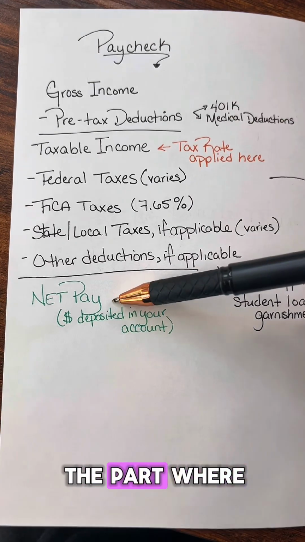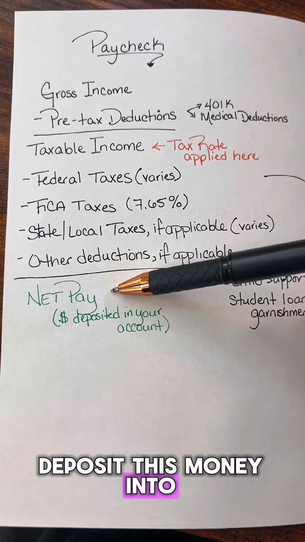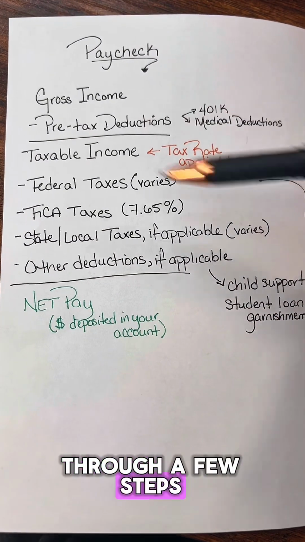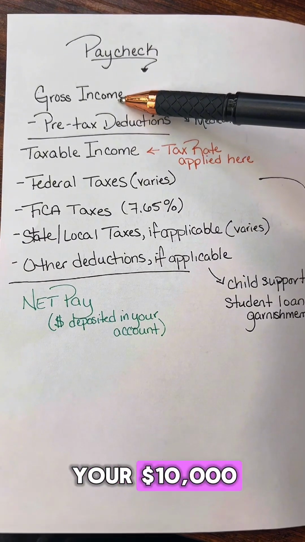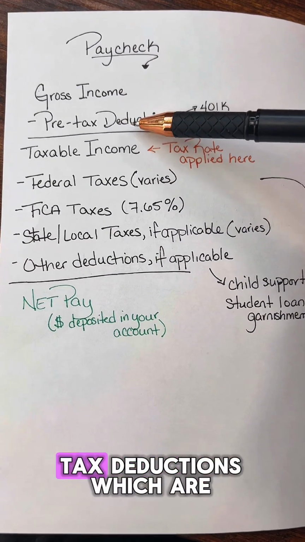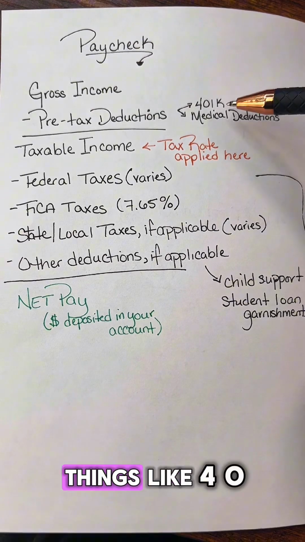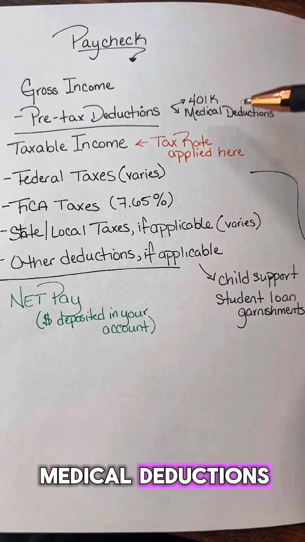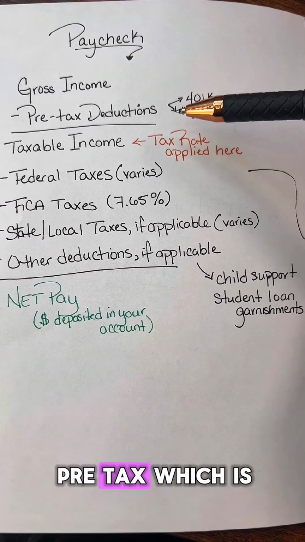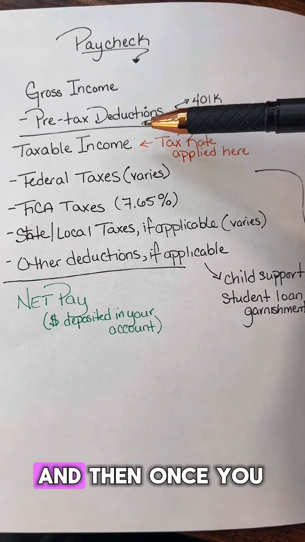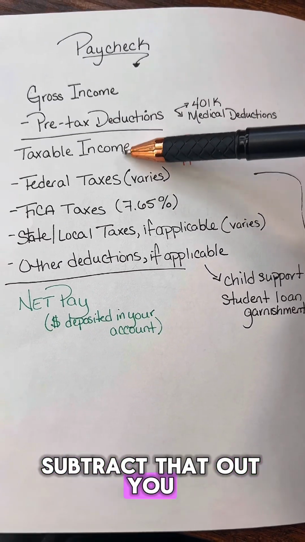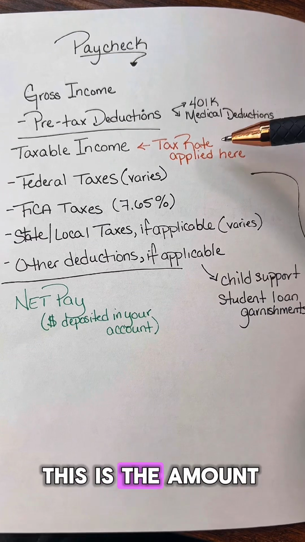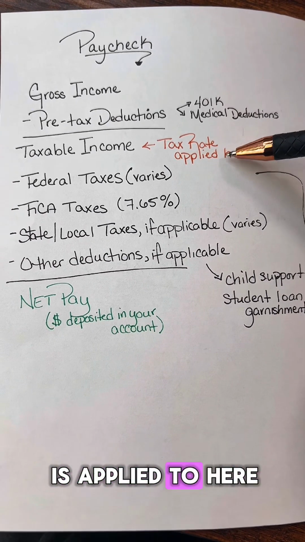Before you get to the part where you actually deposit this money into your account, you have to go through a few steps. You start with your $10,000. You deduct your pre-tax deductions, which are things like 401k and your medical deductions, anything that is deducted pre-tax, which is usually what you want. Once you subtract that out, you get your taxable income. This is the amount that your tax rate is applied to.